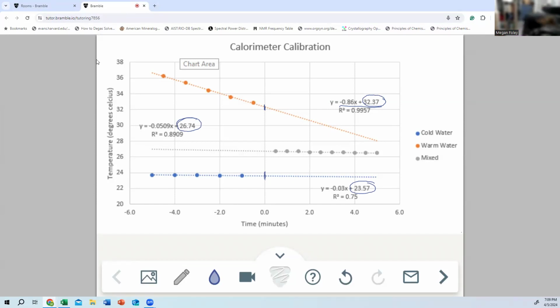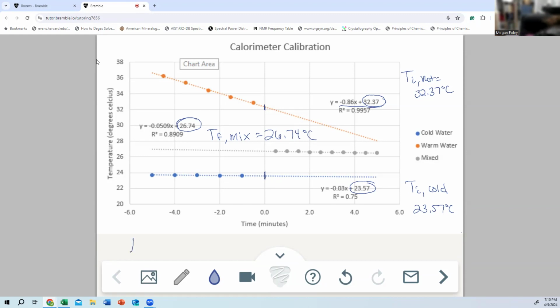So our T initial for our hot is, in this case, 32.37 degrees Celsius. Our T initial for our cold is 23.57 degrees Celsius. And our T final for our mix, which is both, is going to be the 26.74 degrees Celsius. So that's the data we're going to use to actually solve for the heat lost by our warm water, the heat gained by our cold water.